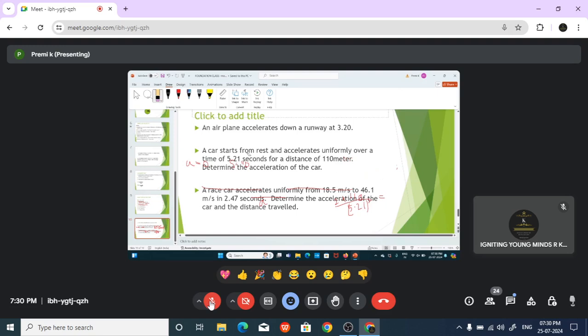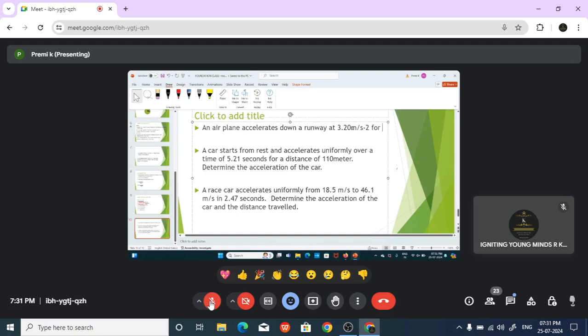Okay, let us move to the next level of problem. This third sum, let us just work the third sum. Any one of you, just read that. Read that. A race car accelerates uniformly from 18.5 meter per second to 46.1 meter per second in 2.47 seconds. Determine the acceleration of the car and the distance traveled.